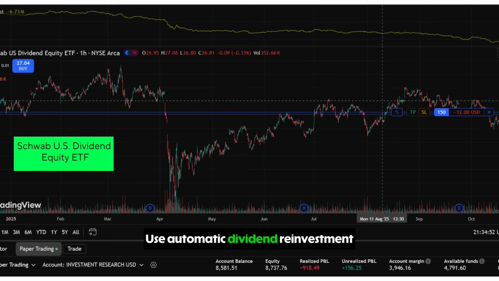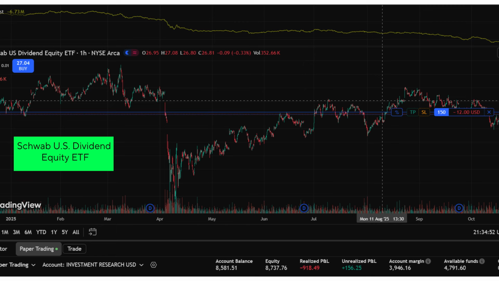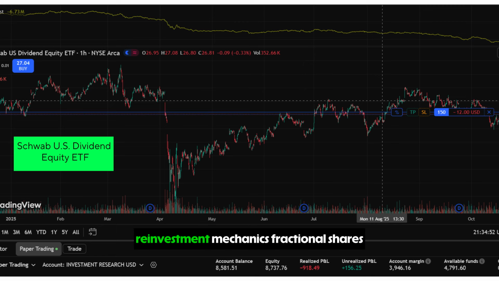Use automatic dividend reinvestment or set it to cash if you need the income now. Where to open an account and why it matters. If your goal is buy and hold dividends, you want a broker with low or no trading commissions, good dividend reinvestment mechanics, fractional shares, easy tax reporting, and sensible customer service.